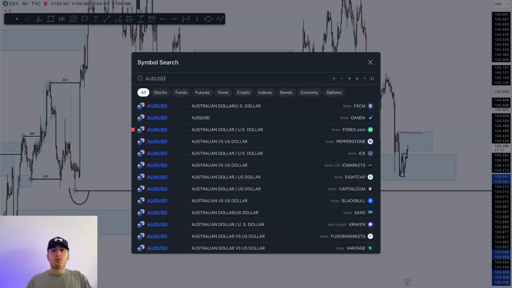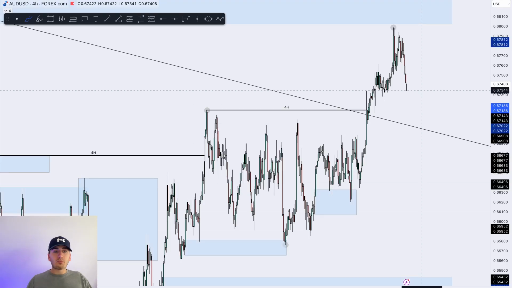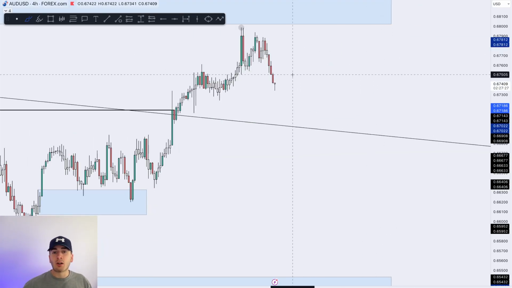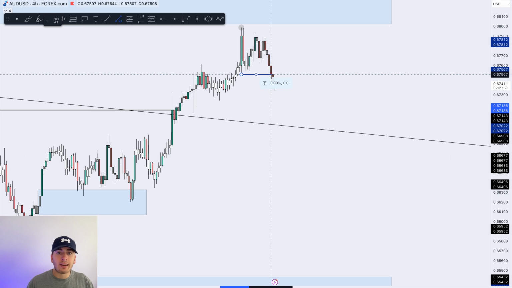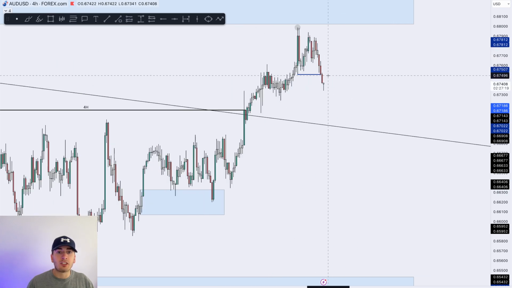Now going into AUDUSD, AUDUSD has been selling off. Not my favorite pair at the moment, just for some clear price action indication.